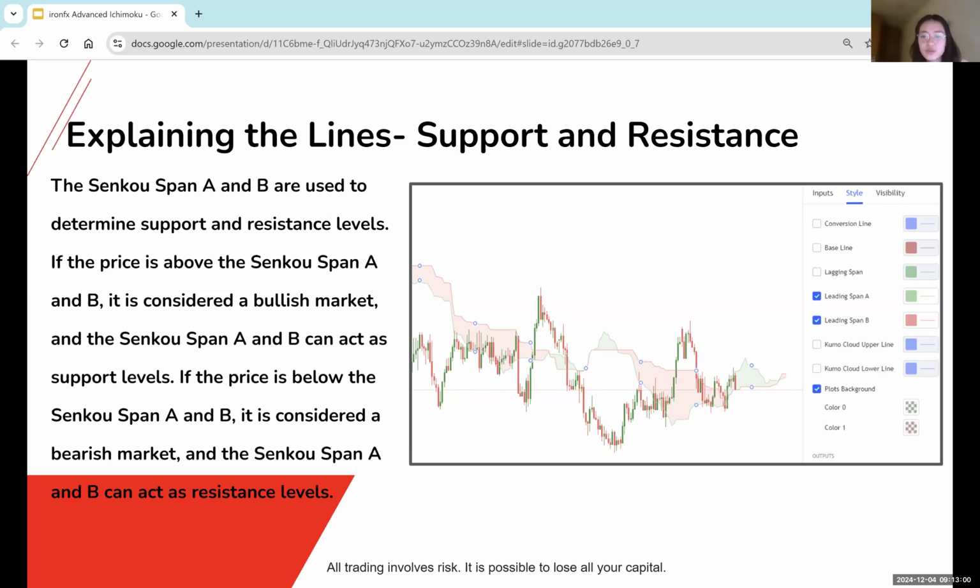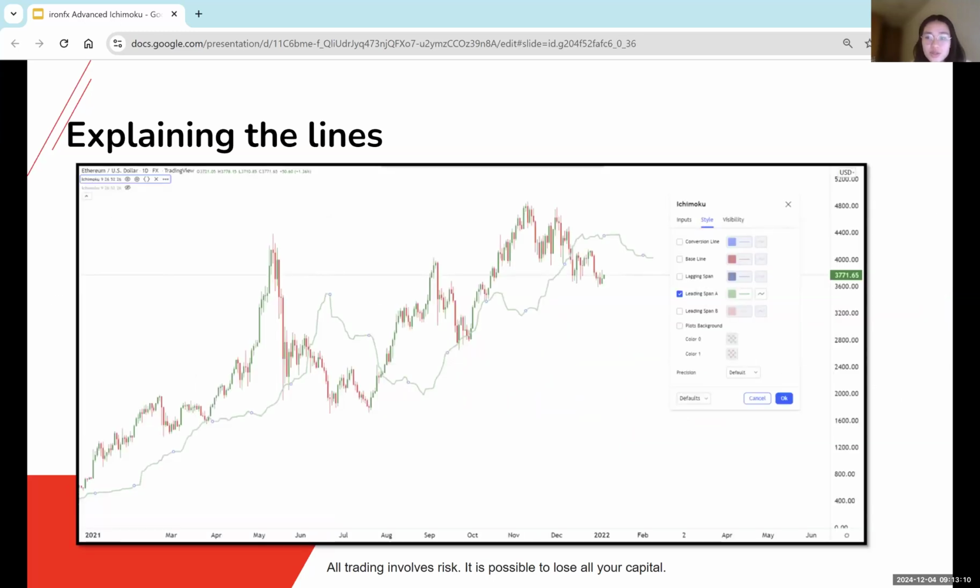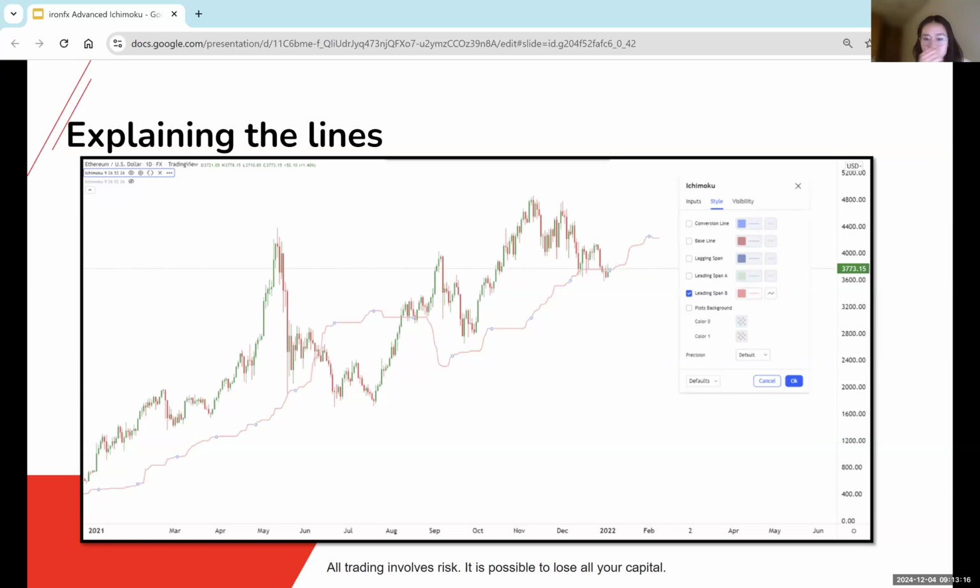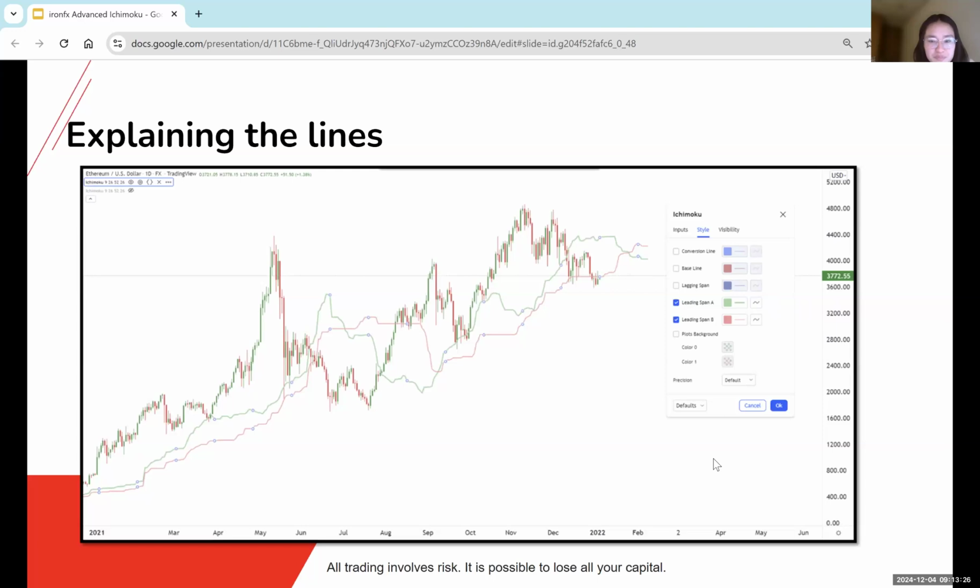I think this is pretty straightforward, so I won't dwell too long on this, so that we have more time to look at our charts at the end of our presentation. Okay, so here you can see the leading span A on its own and the leading span B. I think you can already see where you would place your resistance and support levels over here. So I won't dwell too long on that.